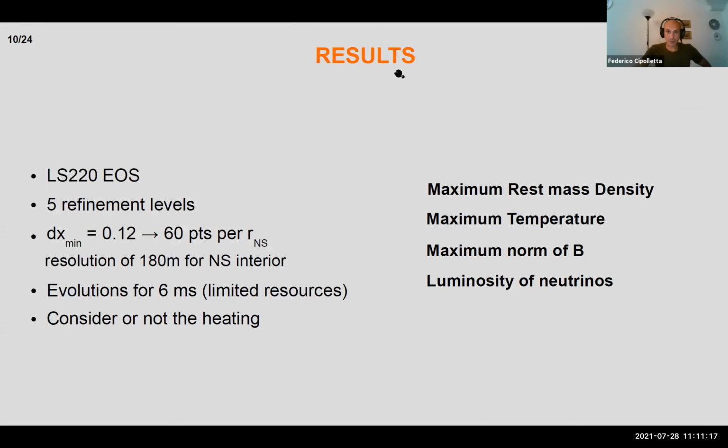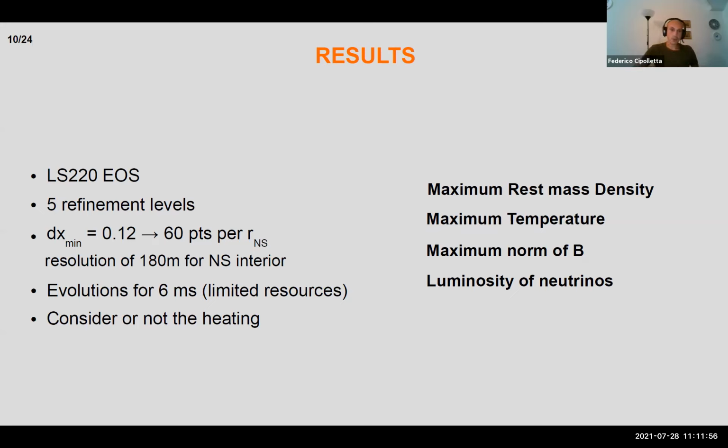So for what concerns the results of such TOV simulations, we adopted the LS220 tabulated equation of state. We adopted 5 refinement levels, with the finest refinement level having a resolution of 0.12. That means 60 points per neutron star radius, so a resolution of 120 meters in the neutron star interior. And we performed evolutions for about 6 milliseconds. This choice was due to the limited resources that we had at the time.